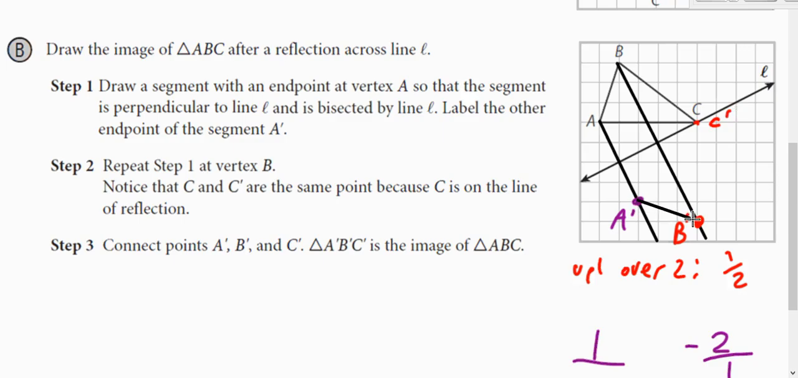So here's all of our points. You connect them, and there's the reflection. Again, if you were to fold the paper in half, everything would match up. A would match up with A prime. B would match up with B prime. Everything would match up if you fold it on line L.